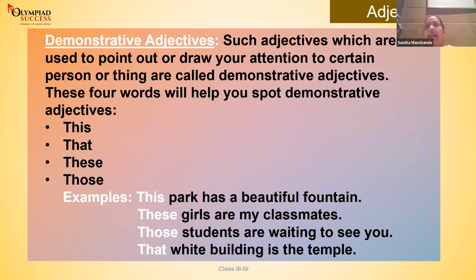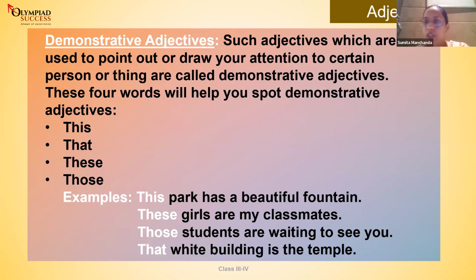Now, children, if anything is kept far away from me, what should I say, this or that? Very good. Now, tell me, do we use that for one particular thing or for many? Singular or plural? Very good, that's correct. When I say, this is my book, I'm talking about one particular book kept close to me, so this. When I'm talking about one particular book kept far away from me, I'm saying that.